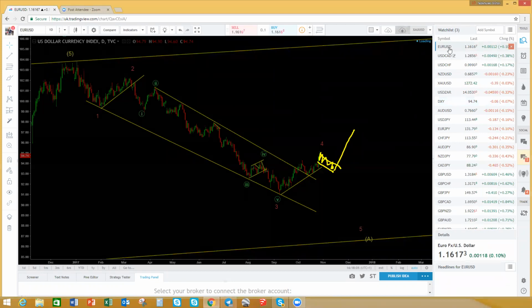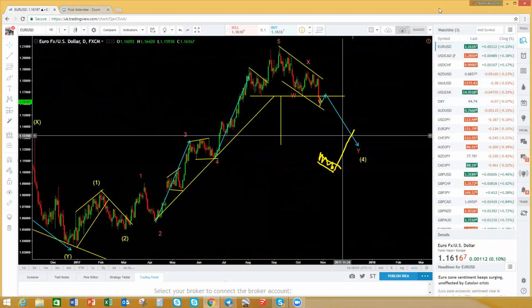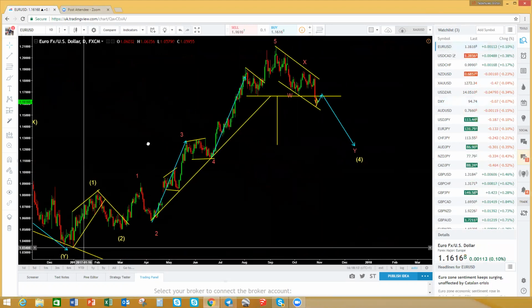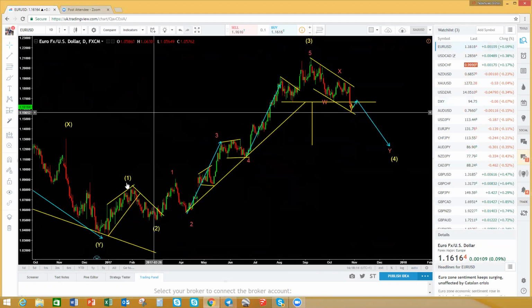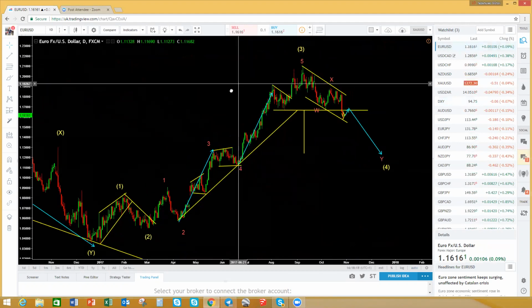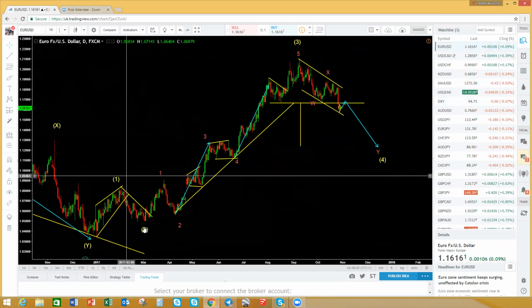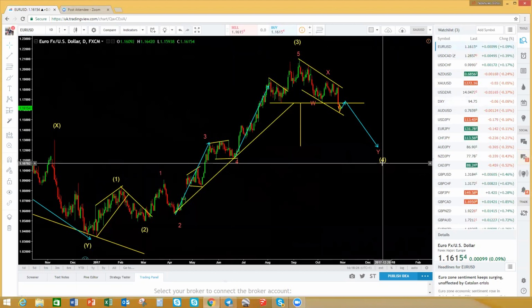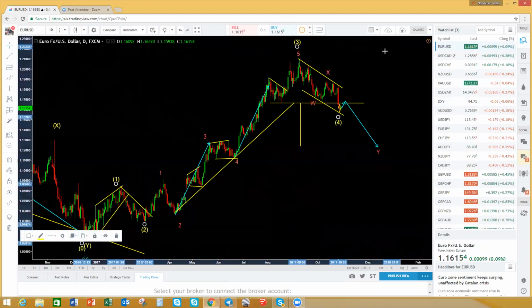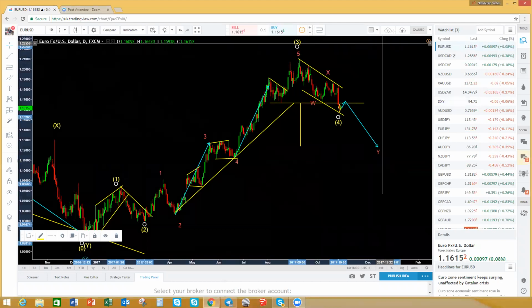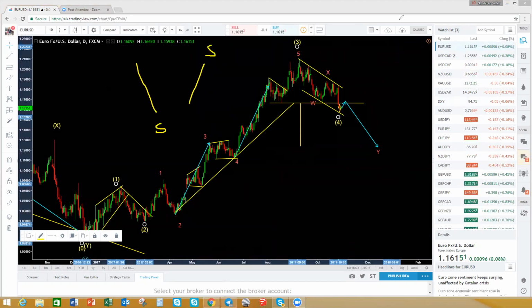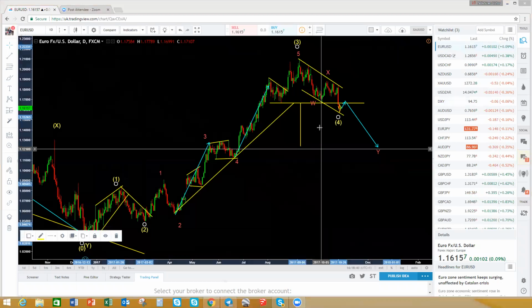Euro US dollar, which is the inverse of that, has a more clear structure. All right, so if you looked on the dollar index, I had the 1, 2, 3, 4, 5 in red, and on this side I've got it in yellow. It's still the same degree. I just used a different color. Okay, so I still have 1, 2, 3, 4 here. This is still wave 4, and we still want to get wave 5 going up. Okay, so remember, dollar index, wave 5 going down, and here we're looking for wave 5 going up. Okay, they are the inverse of each other like that.